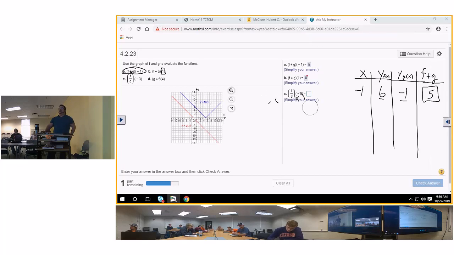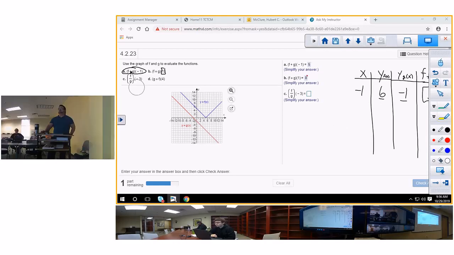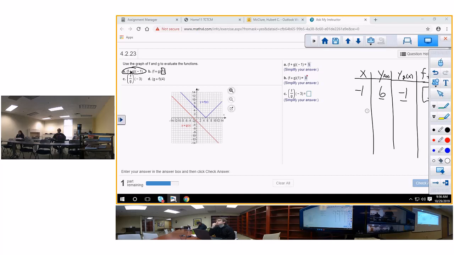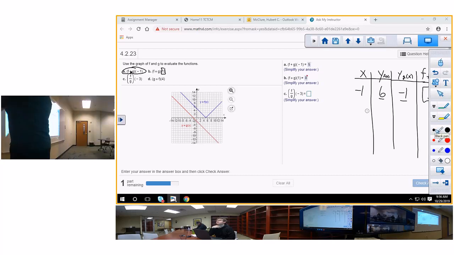Let's do F divided by G. So what is F of -3? I'm not going to lie to you. I don't know how to do that composition. Not without the formula.